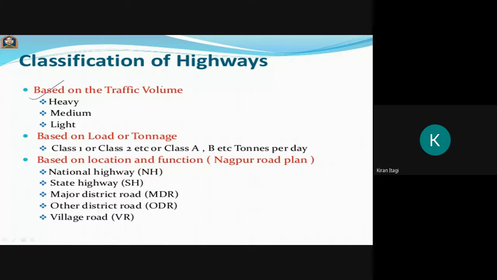Based upon the traffic volume, we divide the highways into heavy, medium, and light. Based upon the load and tonnage, this will be class 1, class 2, class A, B. We will see in depth. Based upon the location and function, we have national highway, state highway, major district road, other district roads, and village road. So the Nagpur plan, Bombay plan, and Lucknow plan are there. These three plans are most important for your offline mode. In depth, we will see that one.